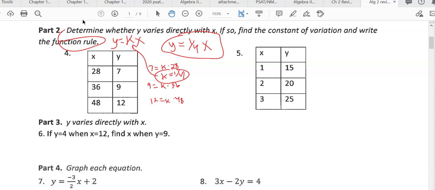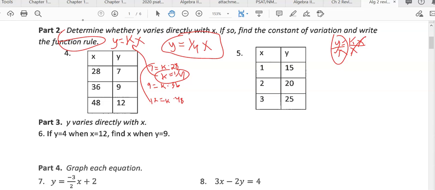Find the constant of variation and write the equation. So this one, again, let's plug it in. The constant, by the way, is 1/4, and the equation is y equals 1/4 x. Another way to think about this is if you solve this equation for k, which means you divide by x, like what we did on every step over here, you get k equals y over x. That has to be constant.